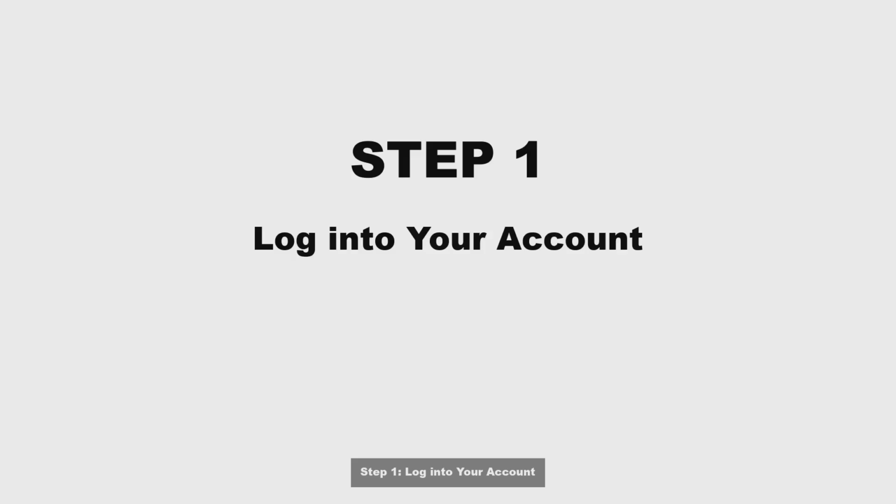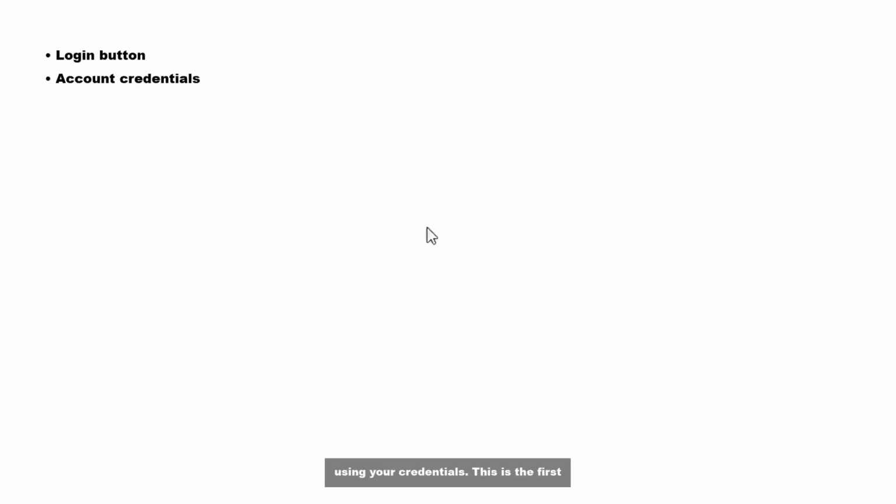Step 1. Log into your account. Start by logging into your Saxo Bank account using your credentials. This is the first step to access your account settings.